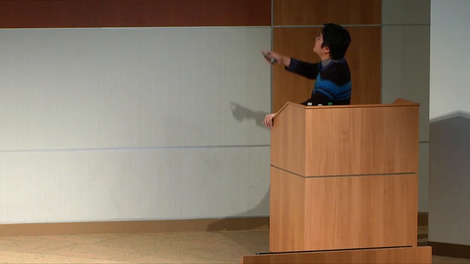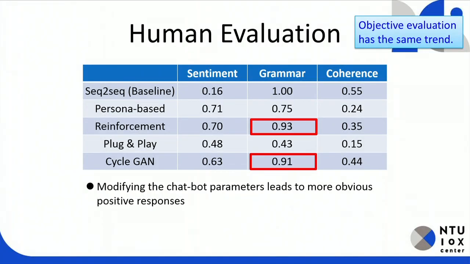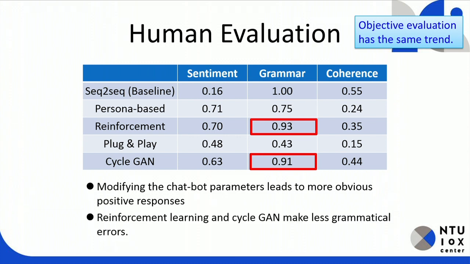Then here is the grammar. First of all, the first row, the row labeled sequence to sequence, is the result of the baseline. You can find that the grammar of the baseline is completely correct. The user cannot find any error in the baseline model. And comparing the four approaches for the sentiment controllable chatbot, reinforcement learning and CycleGAN get the best performance. They make fewer grammatical errors compared with the other two approaches.